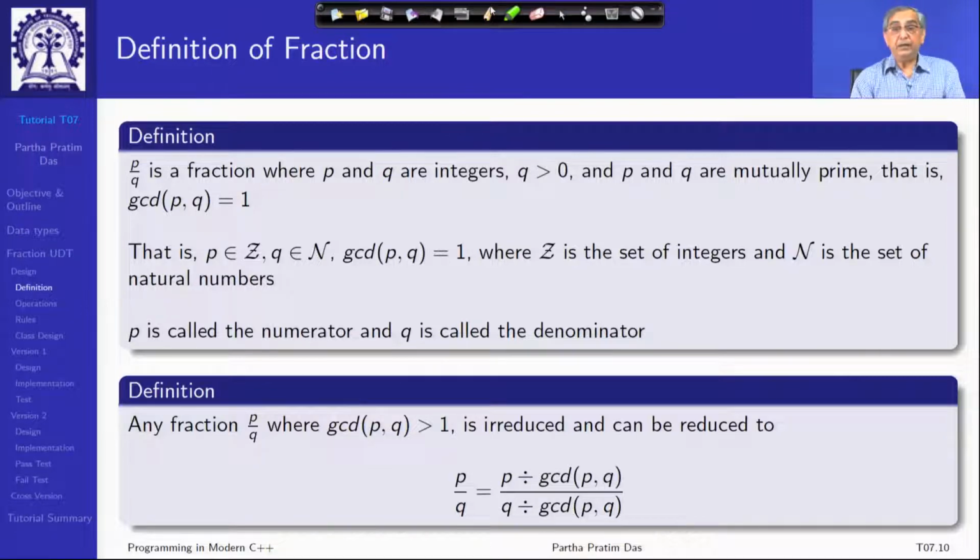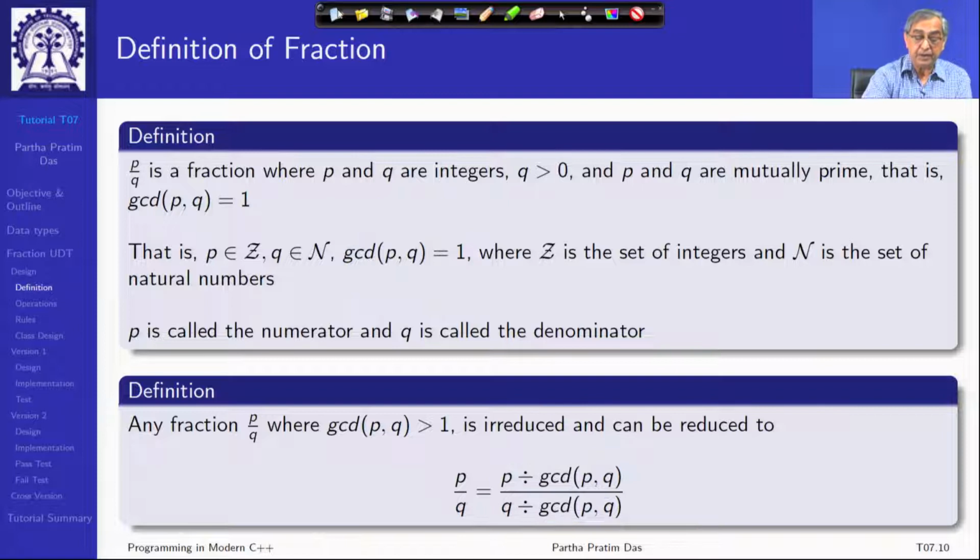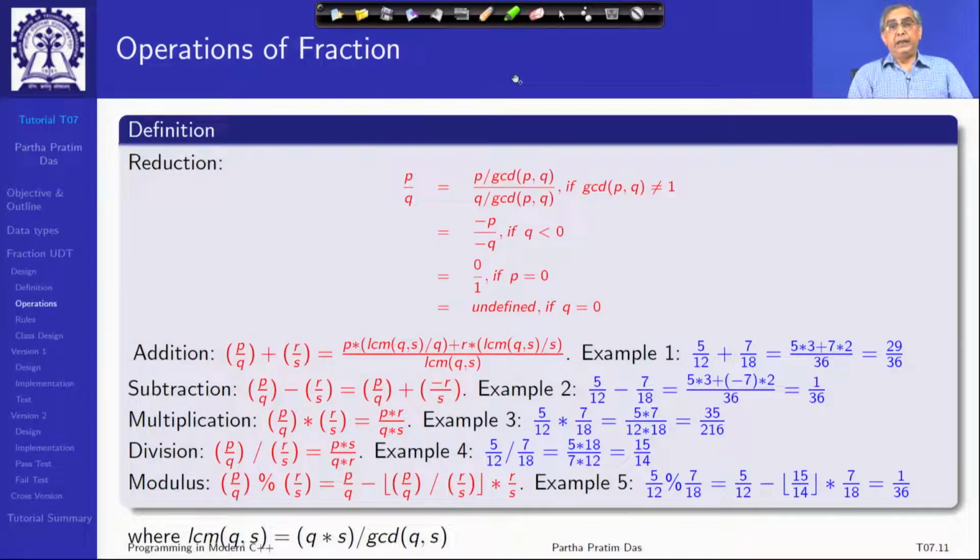So, formally speaking, a fraction p by q for our purpose, where p and q are integers, q is greater than 0, p and q are mutually prime, p is called the numerator, q is called the denominator, and if a fraction does not satisfy this condition, then it is called an irreduced fraction. So, an irreduced fraction can be reduced by dividing the numerator and the denominator both by the GCD of the fraction.